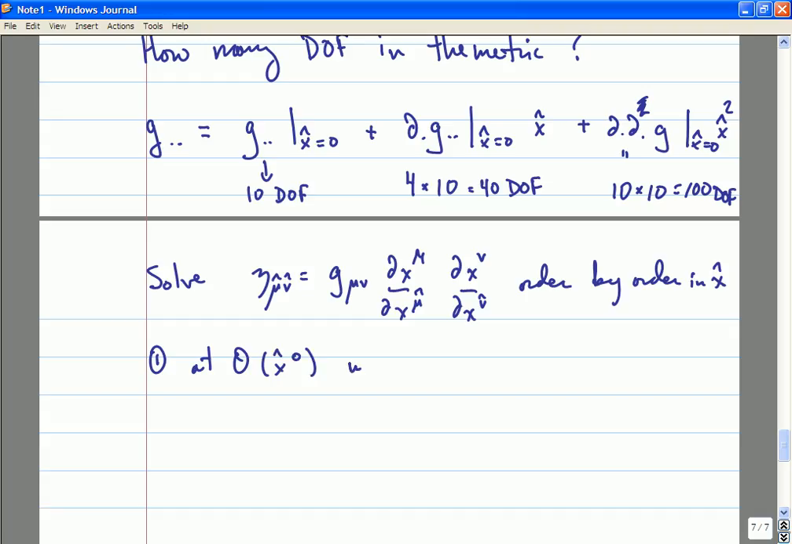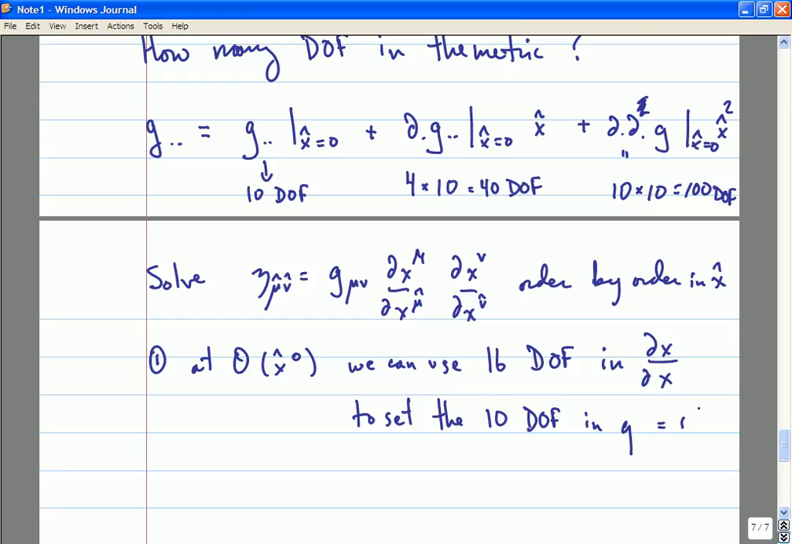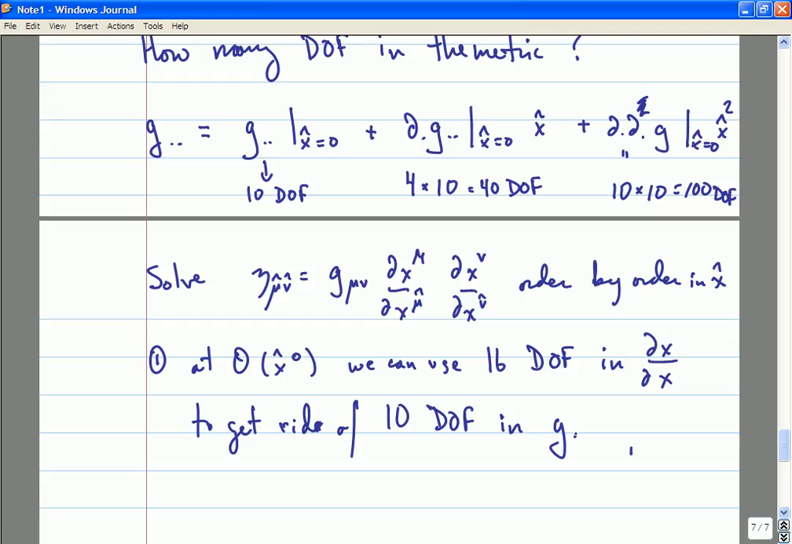we can use the 16 degrees of freedom in the first derivative of the Jacobian matrix to set the 10 degrees of freedom in the metric equal to eta. So we have 10 equations for 16 unknowns. Let me say that a little better. We can use the 16 degrees of freedom in the Jacobian matrix to get rid of the 10 degrees of freedom in the metric. The metric has 10 degrees of freedom. The first derivative of a coordinate transformation has 16 degrees of freedom. We can use those 16 degrees of freedom to get rid of the 10 degrees of freedom in the metric.